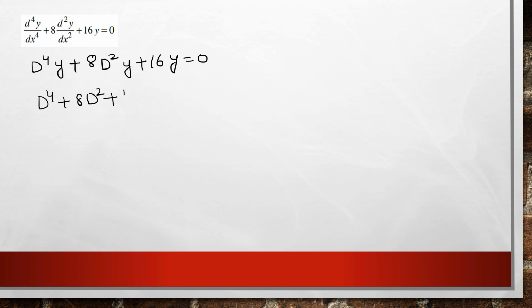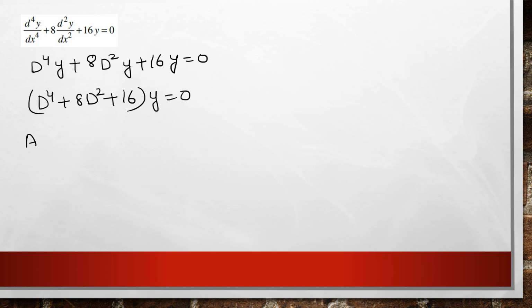Now this is the differential equation of order 4. Okay, y is a dependent variable and x is independent variable. So because this is of order 4, you will have 4 arbitrary constants in your complementary solution. Okay, so first of all write the symbolic form. So D power 4 y plus 8 D square y plus 16 y equal to 0. So D power 4 plus 8 D square plus 16 y equal to 0.